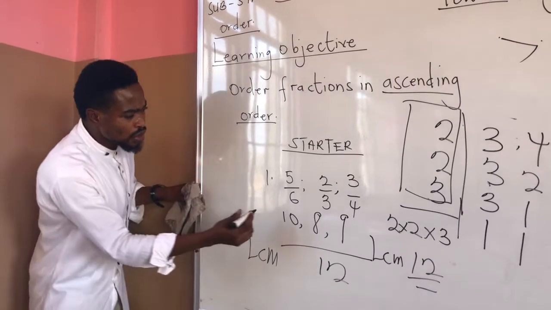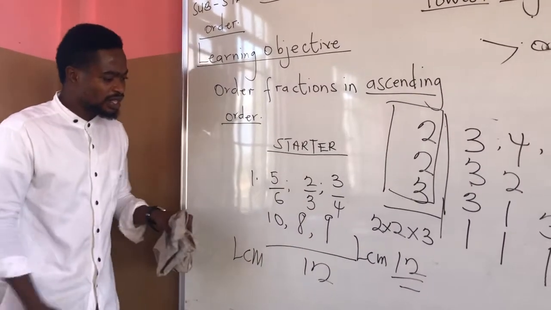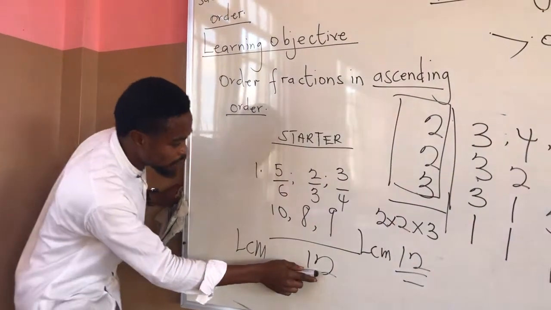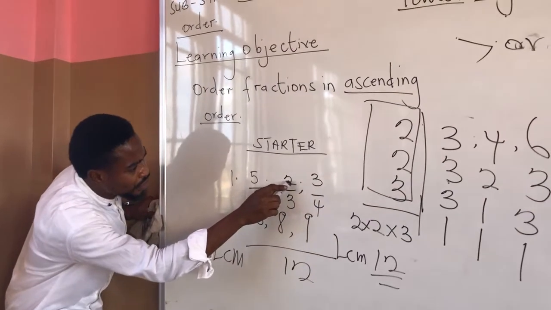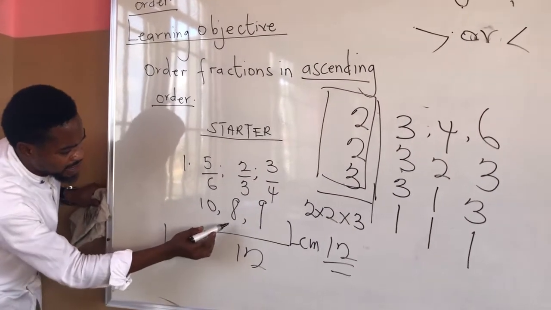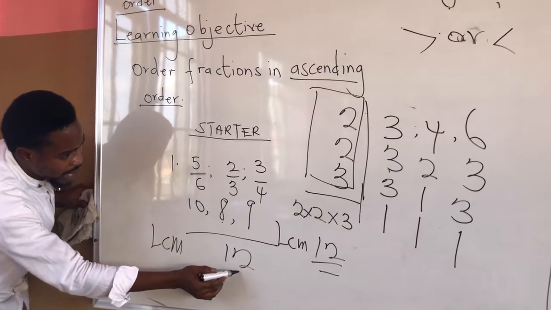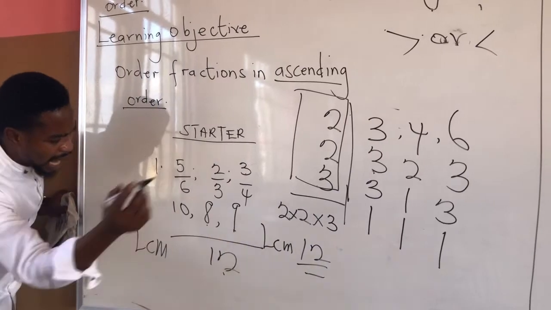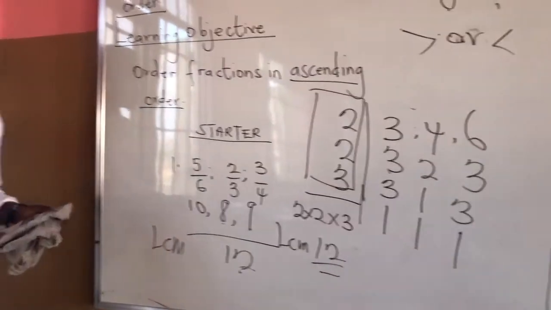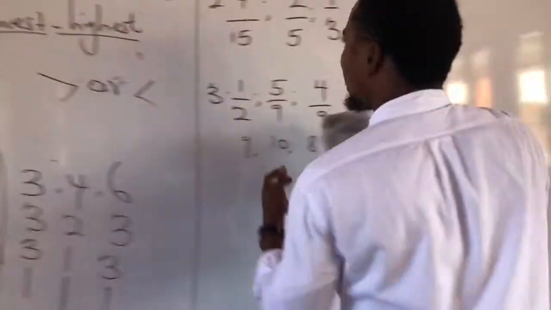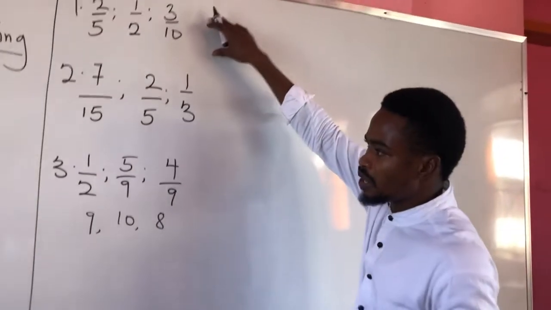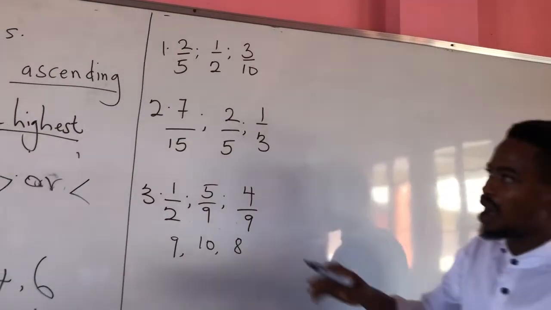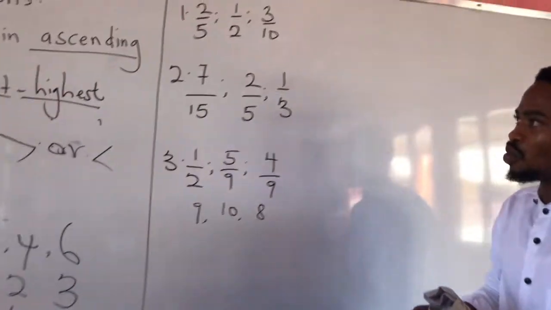So 5 out of 6 is the same as 10 out of 12. Remember, they are sharing the same denominator, which is 12. Then 2 out of 3 is the same as 8 out of 12. And also 3 out of 4 is the same as 9 out of 12. So today we want to look at these few questions and consider the less than or the greater than. Remember, our subtrahend is ascending order.